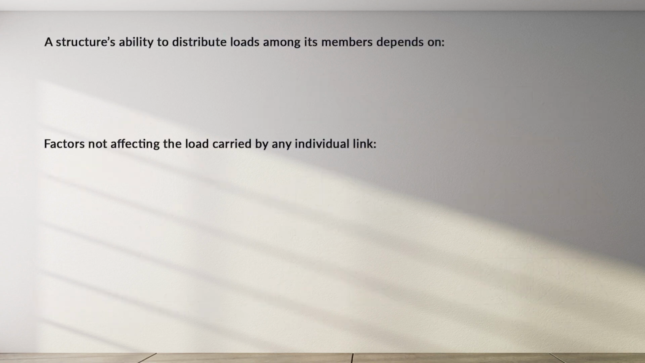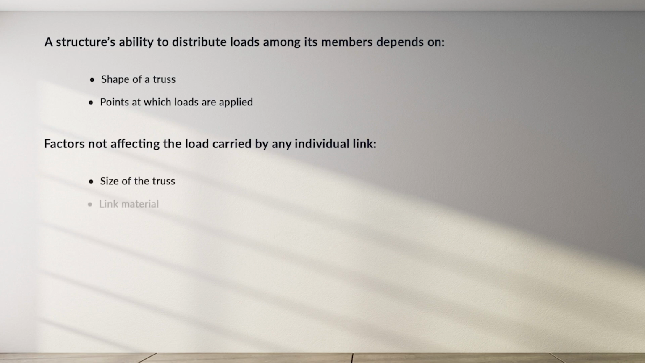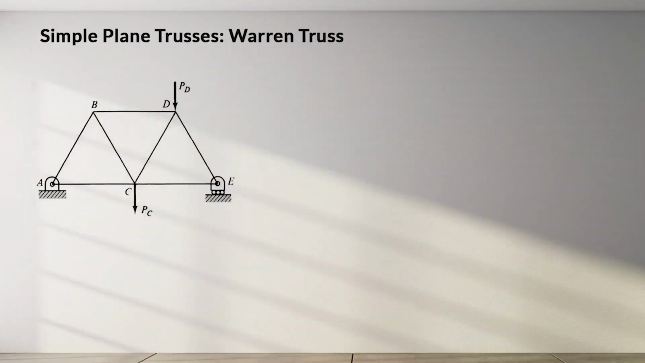Whatever the complexity, the structure's ability to distribute loads amongst its members depends on the shape of the truss and the points at which loads are applied. The size of the truss, link material, and cross-sectional geometry of the links do not affect the load carried by any individual link. Consider the Warren truss shown here.